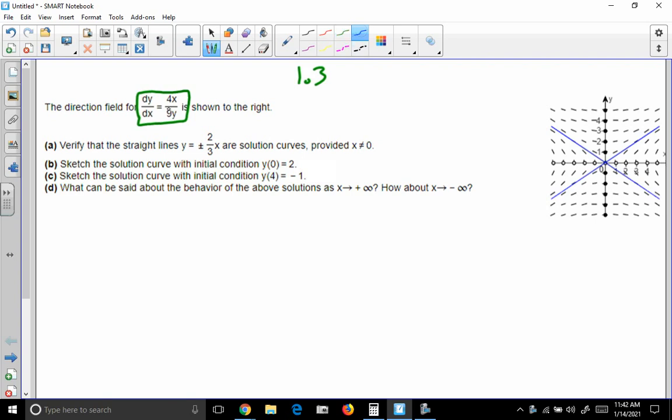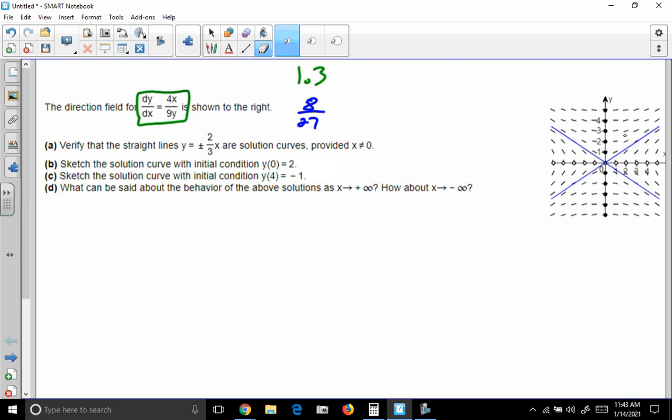And essentially what happens is if you pick a particular point, for example, 0, 2, if you put a 0 for x, a 2 for y, it'll tell you what the slope is going to be at that point. So 4 times 0 is 0, 9 times 2 is 18, 0 over 18, the slope at that point is 0. If you pick a point, for example, this one, 2, 3, if you put a 2 in for x and a 3 in for y, the slope at that point is 8 over 27. So there's a little dash with that corresponding slope. That slope is about 8/27. Here, that slope was 0.